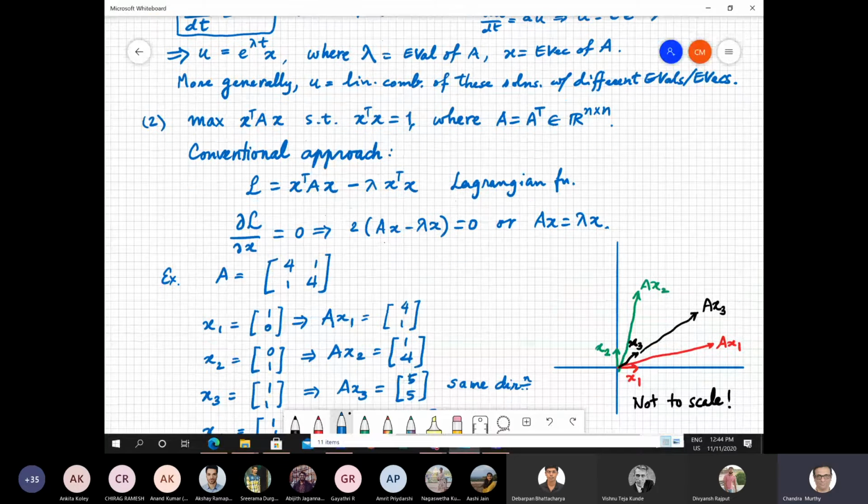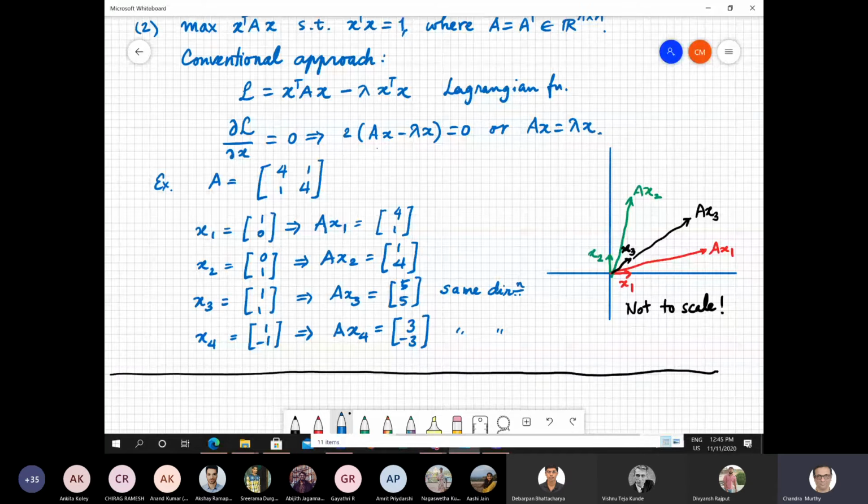And here is an example to just visualize eigenvalues and eigenvectors. So suppose A is this simple 2 cross 2 matrix with entries 4, 1, 1, 4. If I take x1 to be this vector 1, 0, then A x1 will be the first column of this matrix, which is 4, 1. So here I show that in red. So x1 is the vector 1, 0, and A x1 is going along this direction. The x component is 4 and the y component is 1. And similarly, if I take x2 to be 0, 1, then A x2 is the second column of this matrix, which is 1, 4. And that is shown in green here.